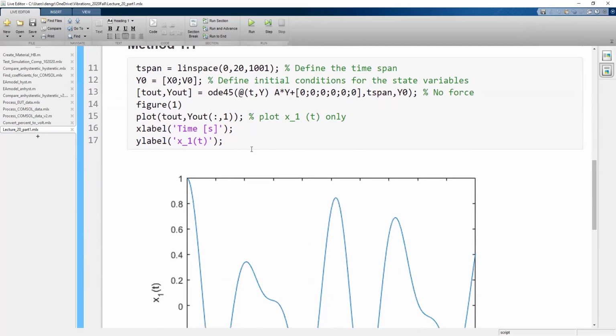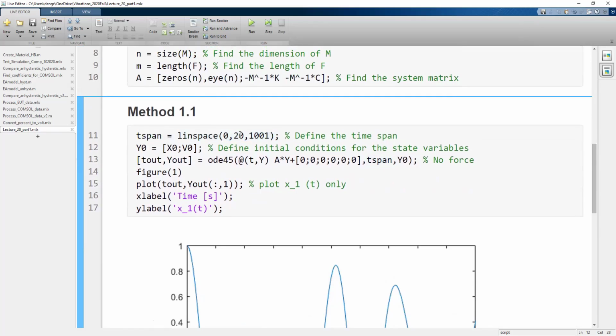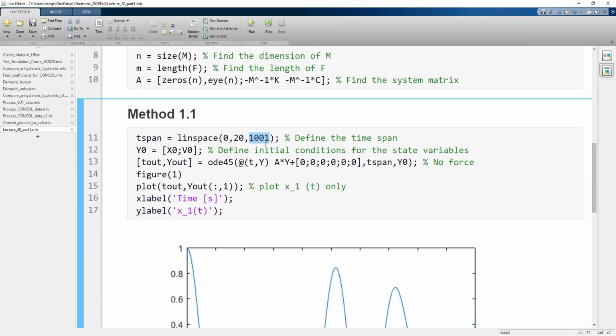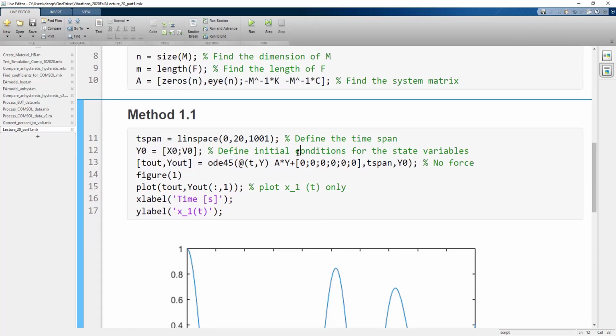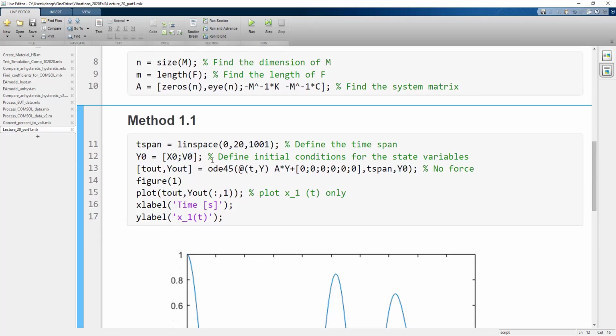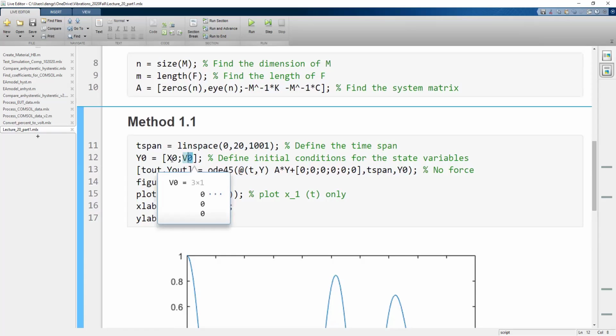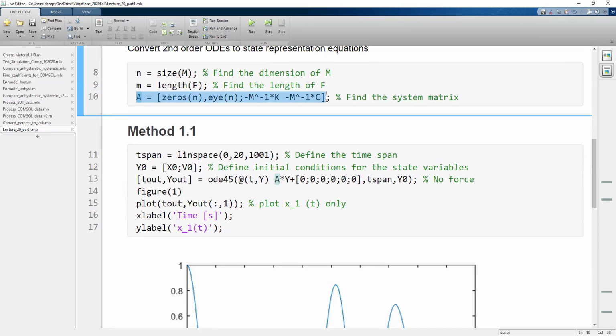And then for ODE45, you need to define the time span. That means within which time span you want to find the numerical solution. The linspace means linear space. So we want our time span from 0 second to 20 seconds, and we have 1,001 time points. That's about 0.02 second, which is more than enough. And then your initial condition for your state variable depends on how you define your state vectors. In this lecture, I prefer to put position first and then all the velocities. By doing so, you can easily define your A matrix using matrix operation. You don't have to expand all the equations out. That can save you a lot of time.